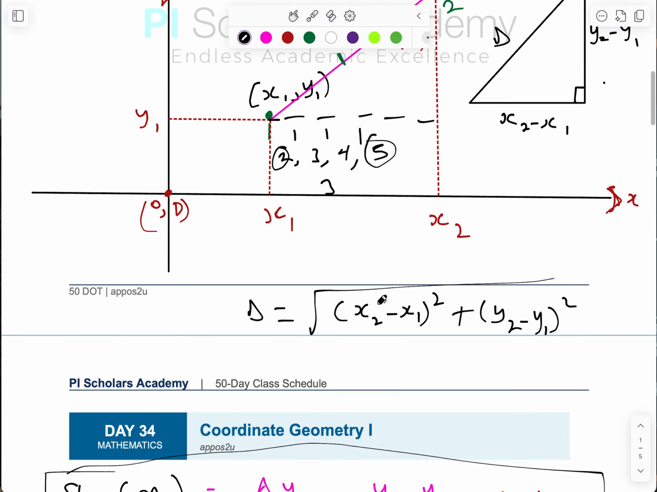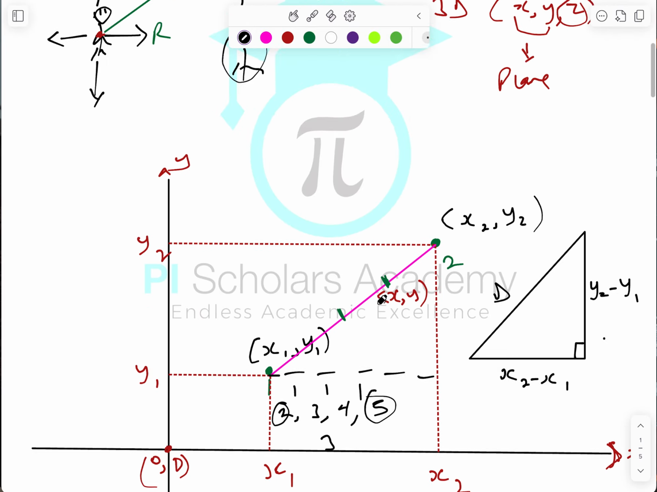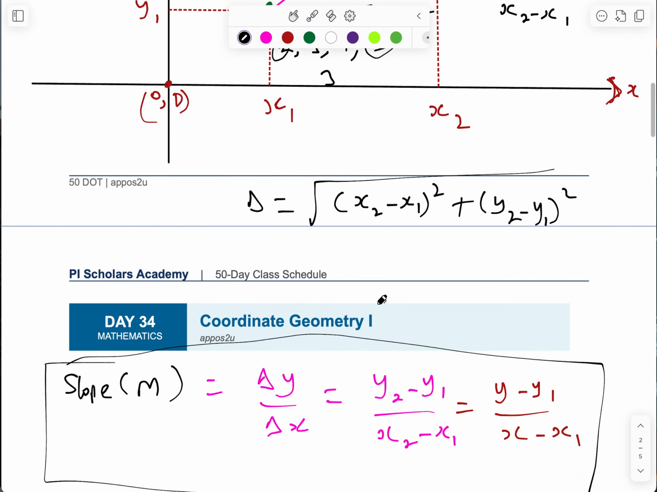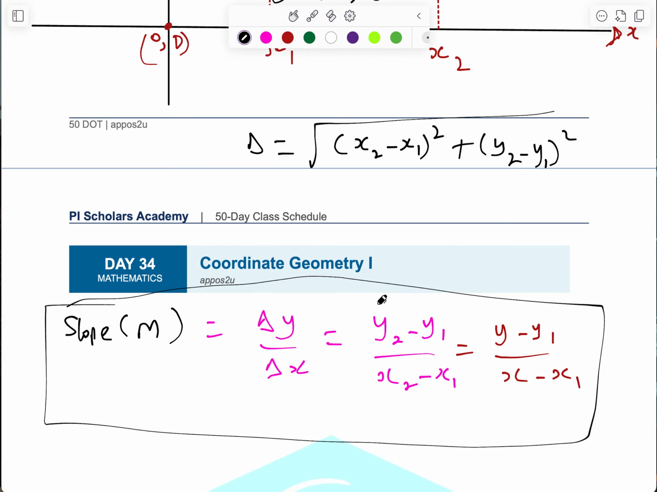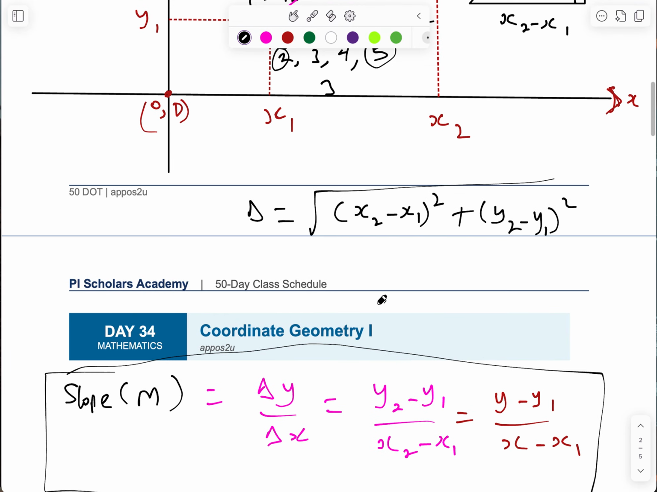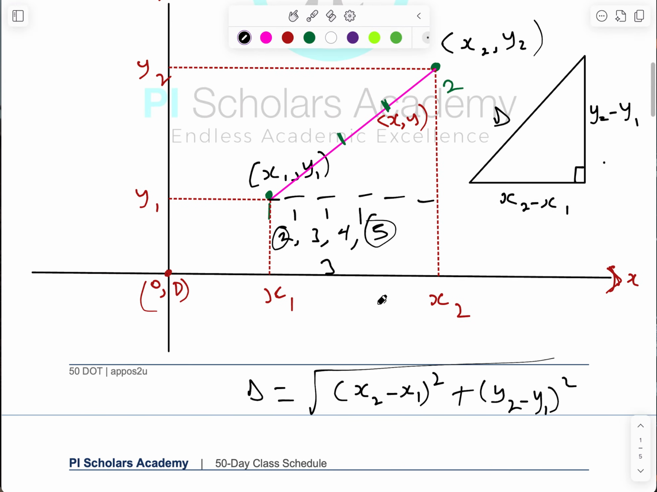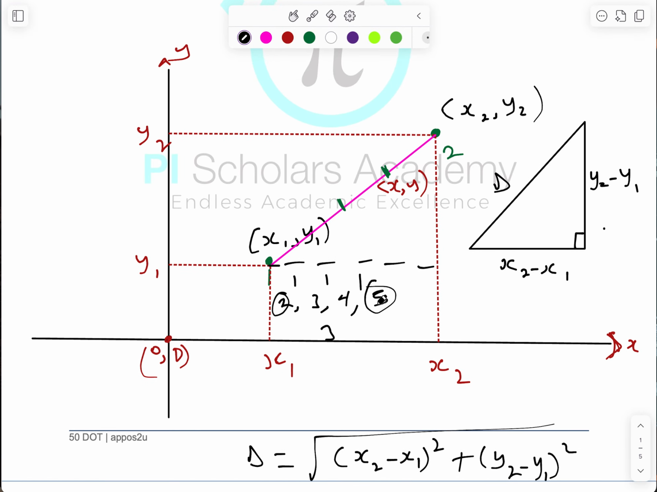So I've given two things now. Number one, the distance between 2 points. Number two is how to find the slope of the line joining 2 points. Now, let's talk about the midpoint of this line. So what is a midpoint? Midpoint is definitely, if you are to move on this line, what will be the halfway point? What is going to be the halfway point?